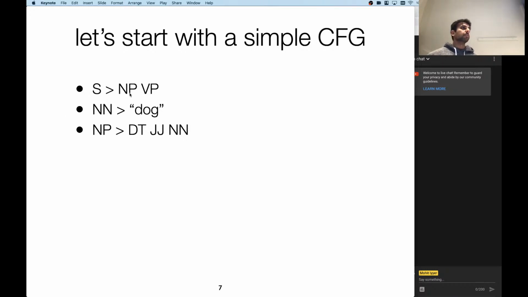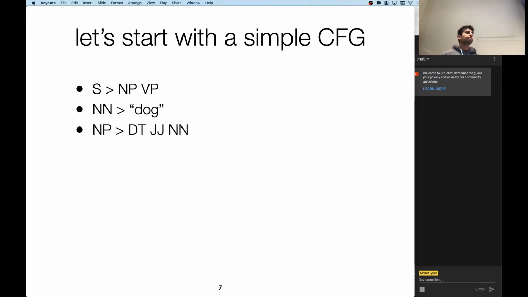So we have this simple grammar here with three rules. The start symbol, S, is formed by combining a noun phrase and a verb phrase. So you can see here that there's a non-terminal on the left-hand side and two non-terminals on the right-hand side. Here we have a different type of rule. NN represents a noun, so this is kind of like a part of speech. And here we see the non-terminal is formed by a terminal symbol, dog. Dog is a word in our vocabulary. Finally, here we see this other rule, a noun phrase is formed by a determiner, an adjective, JJ represents adjective, and a noun. So we have these three rules.